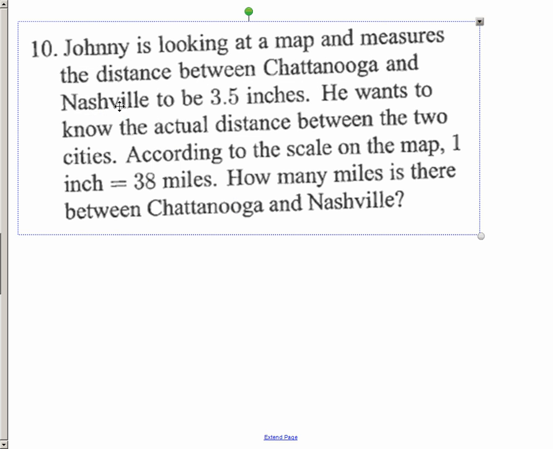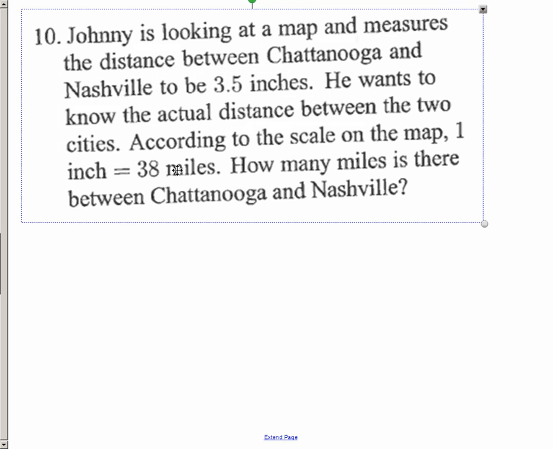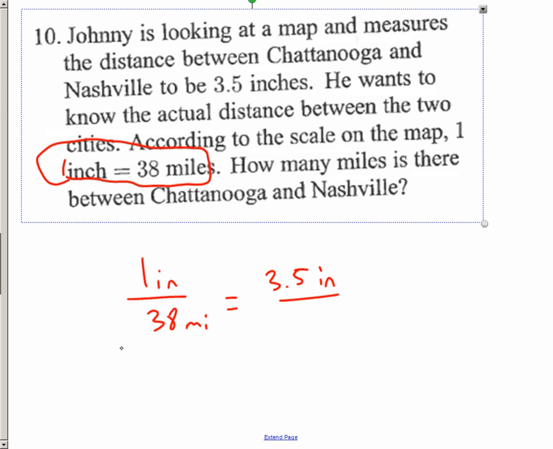Very last one. Johnny's looking at a map and measures the distance between Chattanooga and Nashville to be 3.5 inches. He wants to know the actual distance between the two cities. This part's important right here, the 1 inch to 38 miles. Go ahead and set that up right here. Now I can put my 3.5 inches right here. So here we go. Let's write this in here. It'll be x miles apart. And there's our proportion set up, ready to solve.